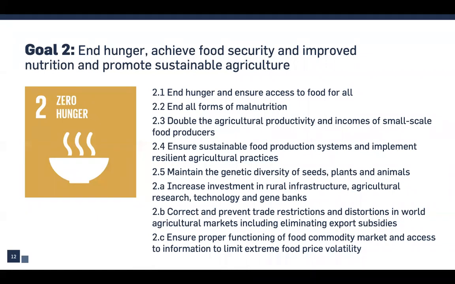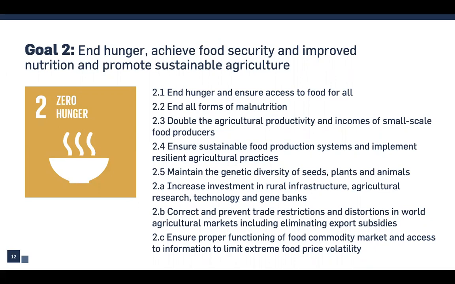2.3, to double the agricultural productivity and incomes of small scale food producers, speaks to, I think, the importance culturally in most countries of the family farm and smallholder farmers and the important contributions they make to the food chain. But equally, this is one where we really see the knock-on effect. If we can help double the productivity of small-scale food producers, that's going to have a big impact on the first goal to eliminate poverty, and that then subsequently will improve health and well-being, and it will allow children to go to school, and it will contribute to gender equality, and the knock-on effects are quite profound.